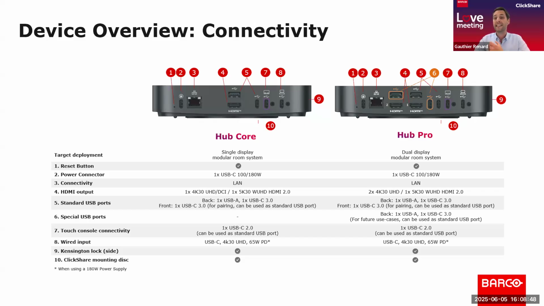The Hub Pro adds a second HDMI output and two additional general purpose USB ports, which have internal capabilities that we will expose later on. However, these have or will have special capabilities in the future. For now, they can be used as standard USB ports.